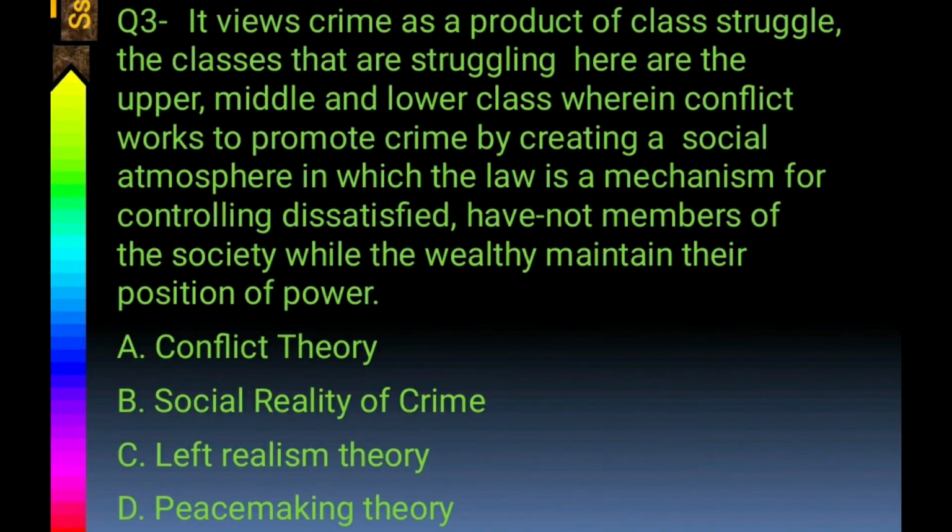Question number 3. It views crime as a product of class struggle. The classes that are struggling here are the upper, middle, and lower class, wherein conflict works to promote crime by creating a social atmosphere in which the law is a mechanism for controlling the have-not members of the society, while the wealthy maintain their position of power. Letter A, conflict theory. Letter B, social reality of crime. Letter C, left realism theory. And delta is peacemaking theory. And the answer for this question is alpha.